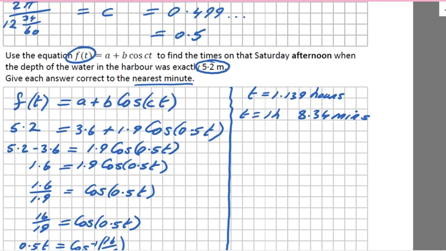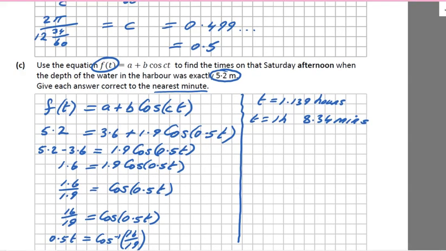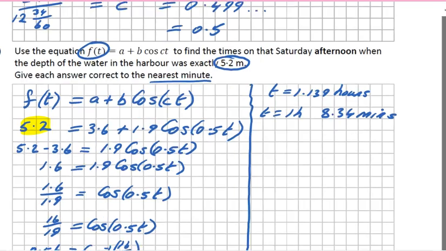Now, what does that time stand for? Well, so far in the question, all we've done is put the height equal to 5.2 and we've got the corresponding time. So the time is 1 hour and 8.34 minutes. It also says the nearest minute, so that's simply 1 hour and 8 minutes. So that's the time when the height is 5.2 meters.